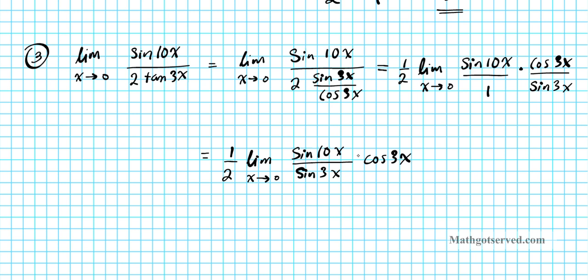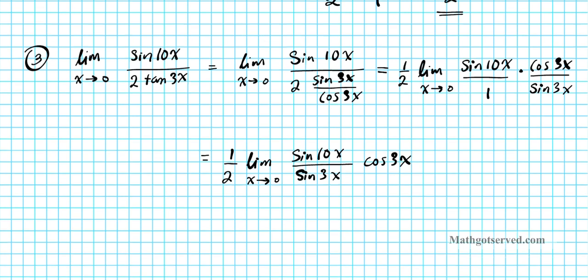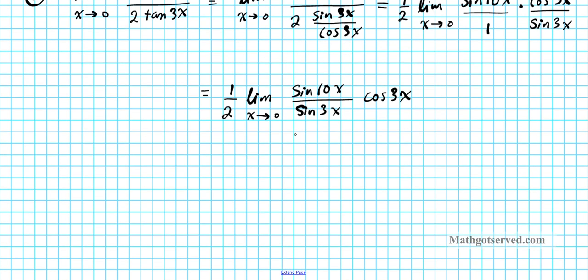So we can easily see that this limit right here is going to be 5/3. Okay? All right, let's go ahead and do it. Let's show our work, even though we know what the answer is. So this is going to be 1 half times the limit as x approaches 0 of sine 10x over 1.